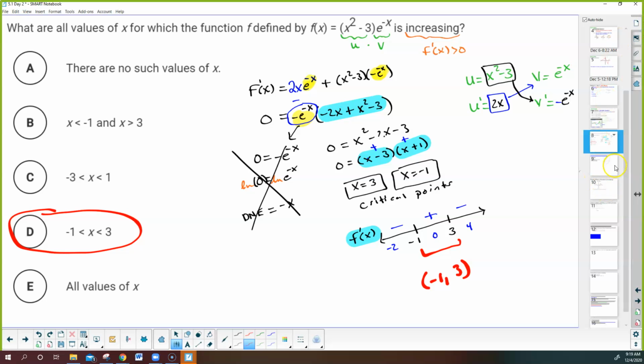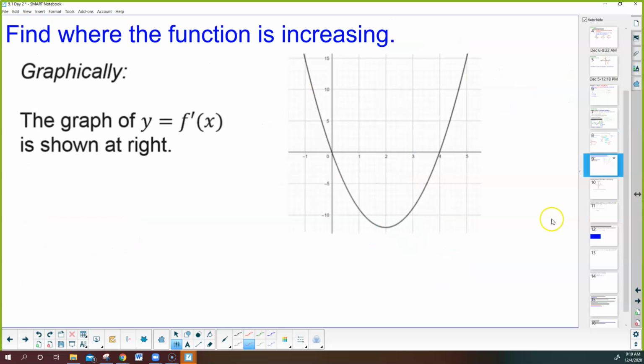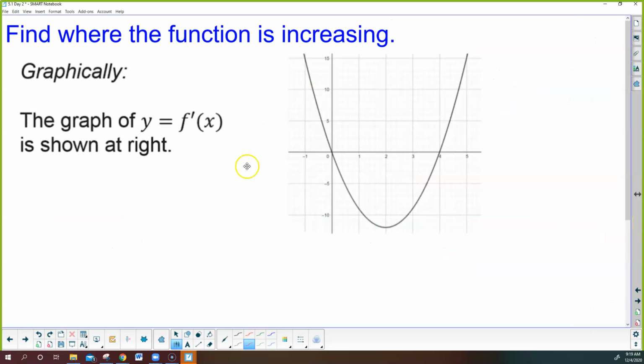Okay, the last slides I don't want you to write down. These are really quick, and we're going to go through them pretty fast. So don't write these down, but let's just look. If I gave you a graph like this, and I asked you to find when is the function increasing, what are you going to do?